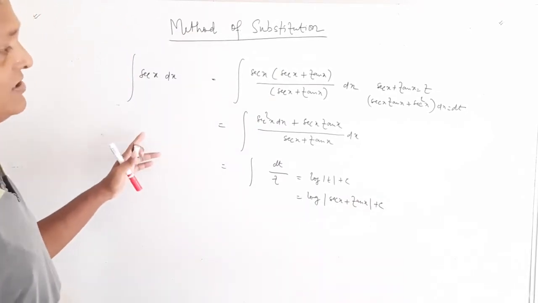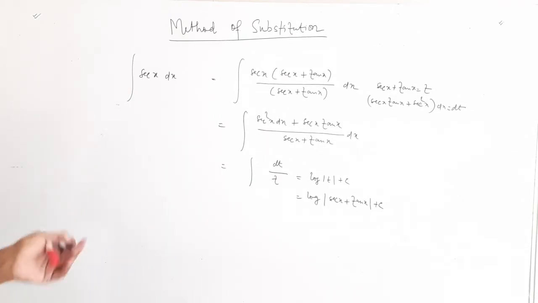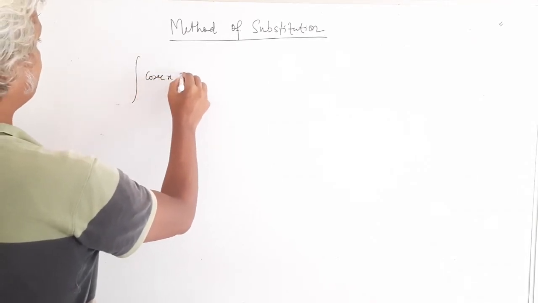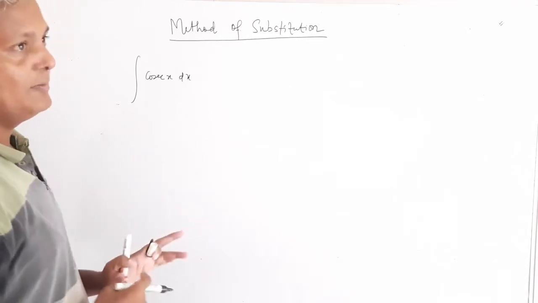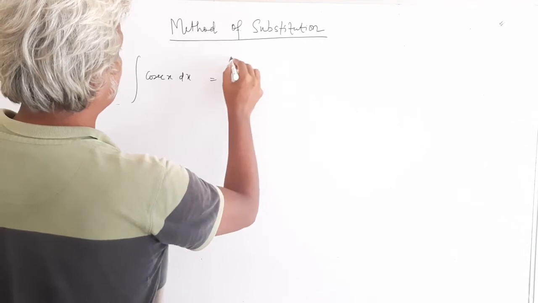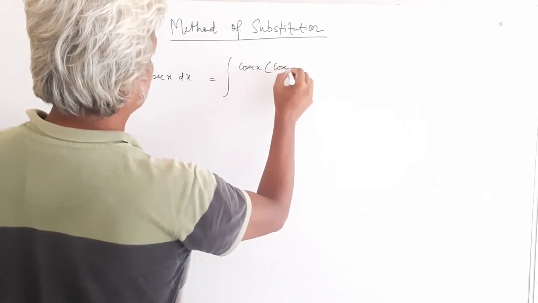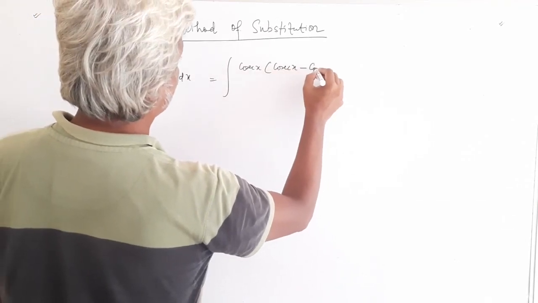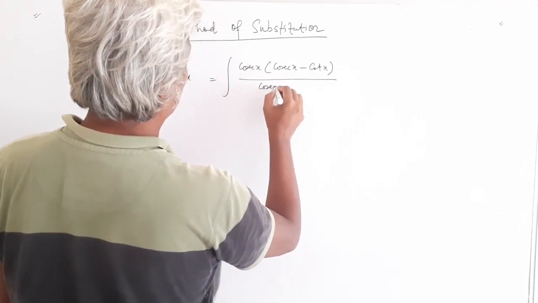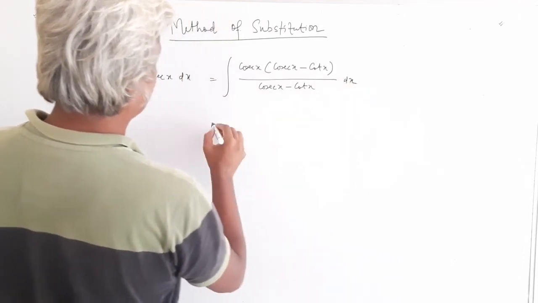Now one more expression I'll prove, that is cosec x, using the same technique. Now, integration of cosec x dx. There is no direct formula. We have to derive the formula for this using the method of substitution. For that you need to write cosec x and multiply cosec x minus cot x up and down, cosec x minus cot x dx.